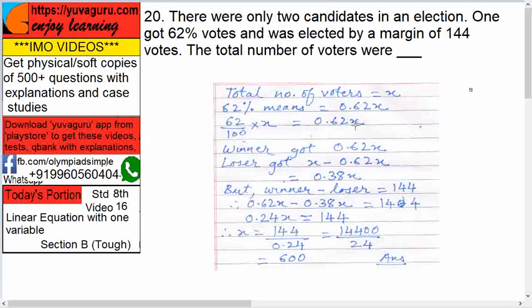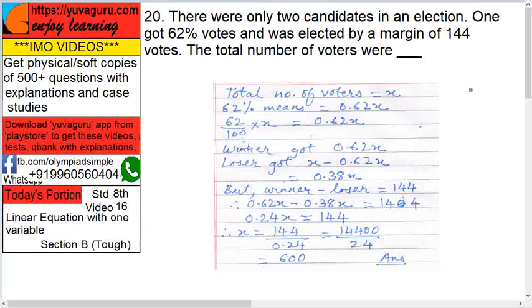So 0.62x. So winner got 0.62x. So what will the loser get then? See here, total number of voters is X and winner got 0.62x. So loser will get X minus 0.62x. Getting it? Suppose let's say winner got 60 votes. So what will the loser get if there are total 100 voters? 100 minus 60. Same logic. X minus 0.62x. So solve this. Loser got x minus 0.62x, that is 0.38x.